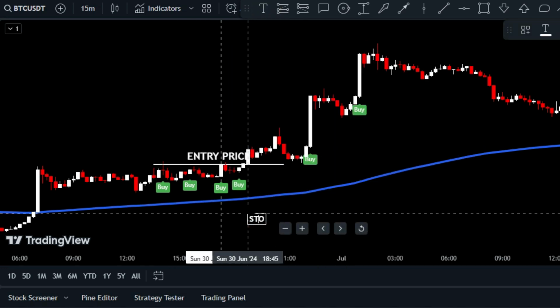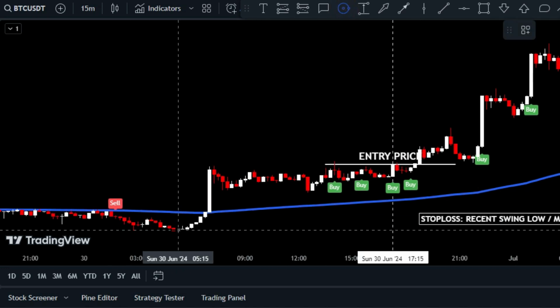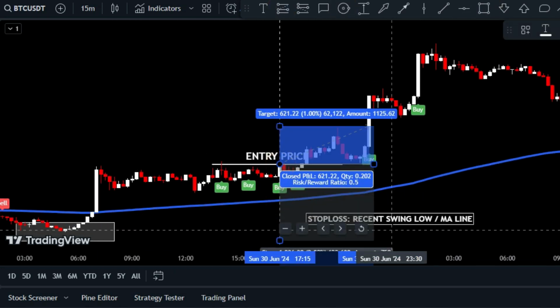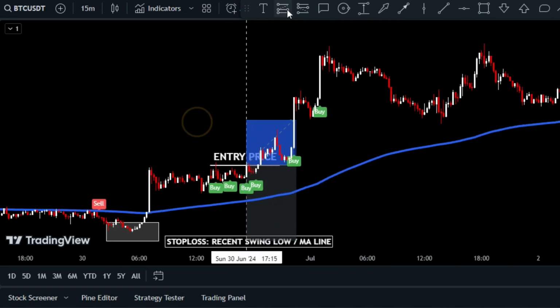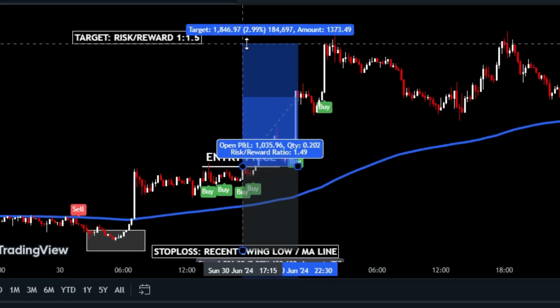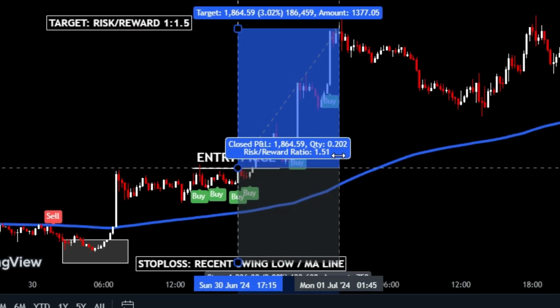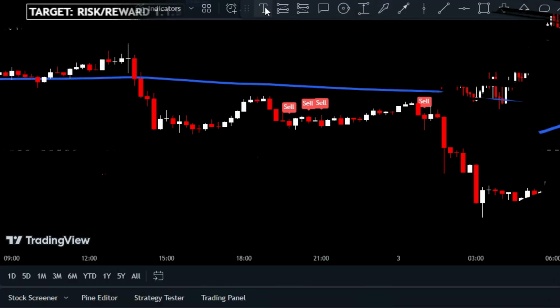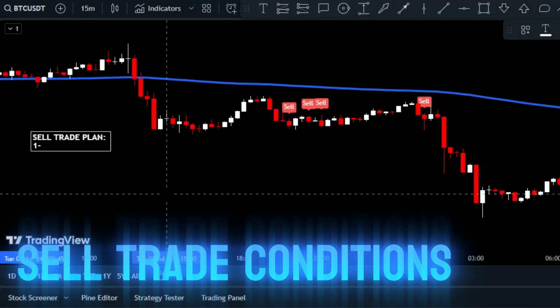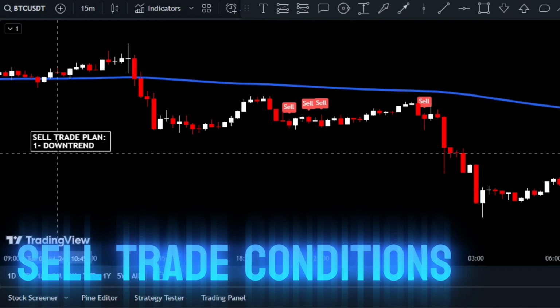Now let's discuss managing risk and safeguarding your investment. Set a stop loss just below the recent swing low of the market or below the MA line, creating a safety net for your trade. Then establish a trade target using the risk to reward ratio of 1 to 1.5 to protect your profits.